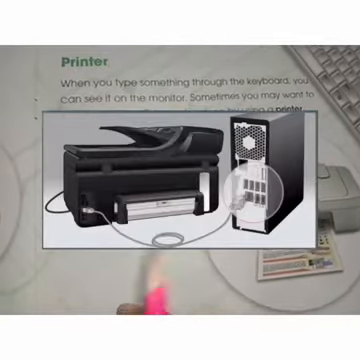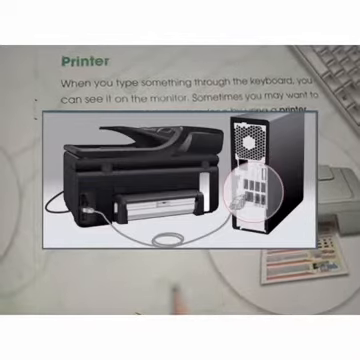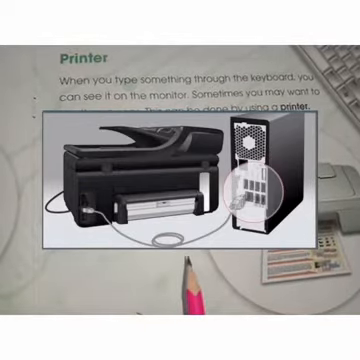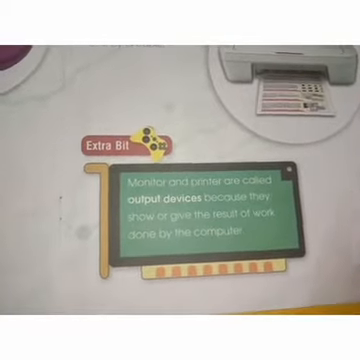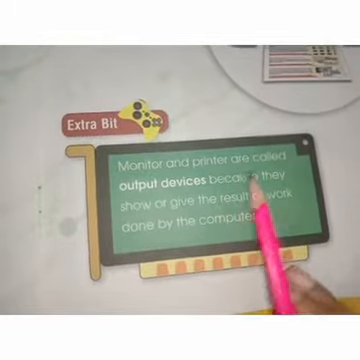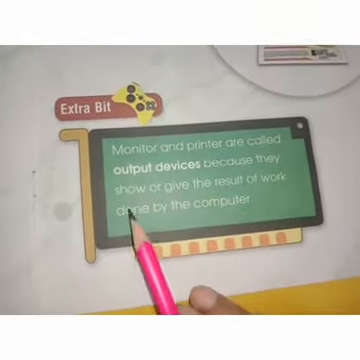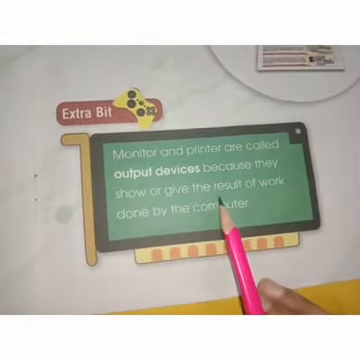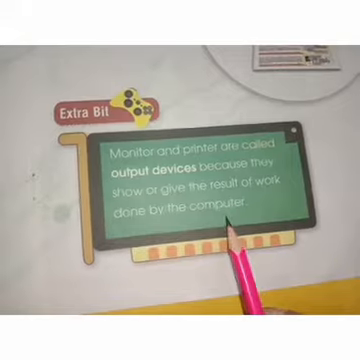cable. Students, as you can see, here we have CPU and printer, and they are connected by a cable. Here we have one more extra bit of information. Monitor and printer are called output devices because they show or give the result of work done by the computer.